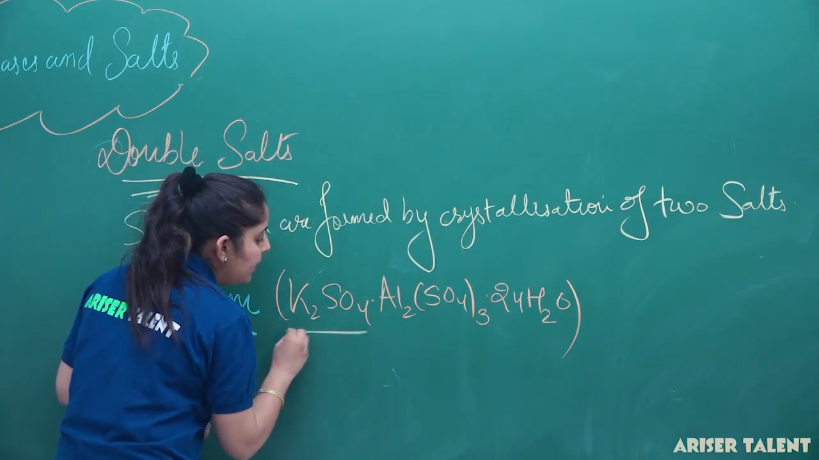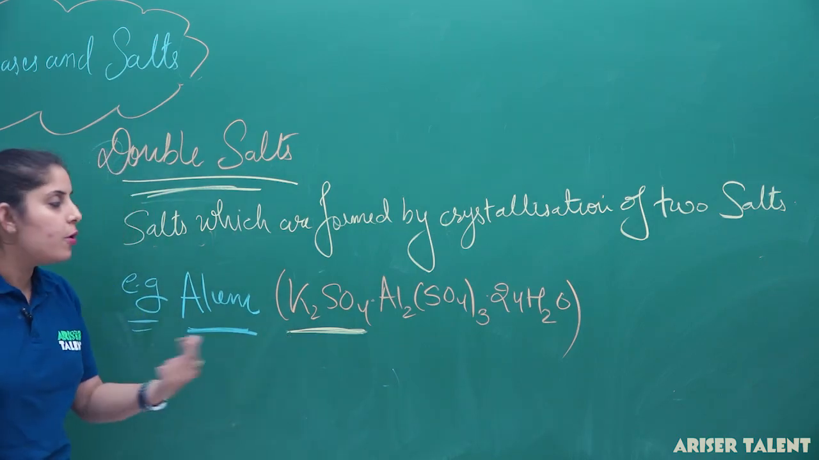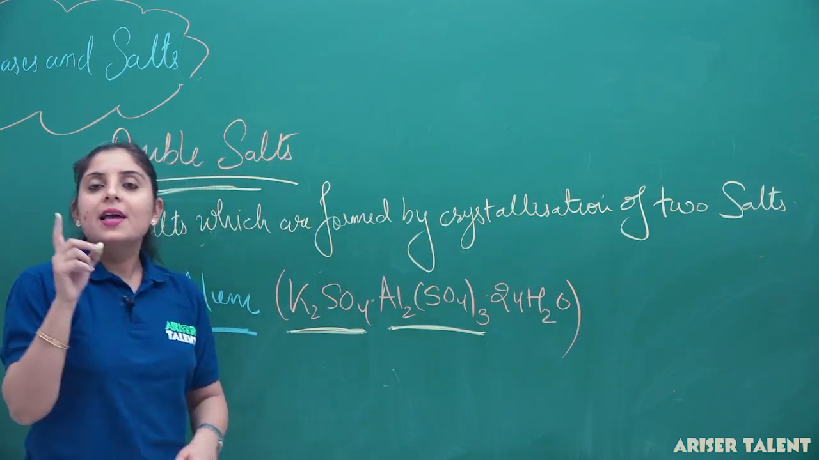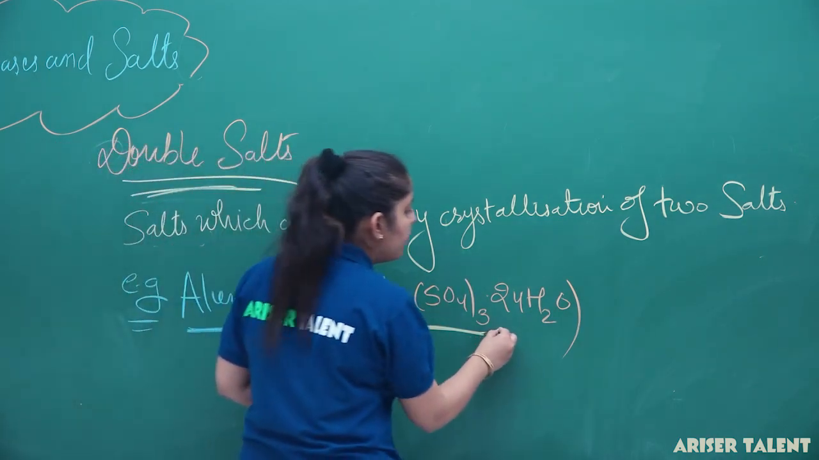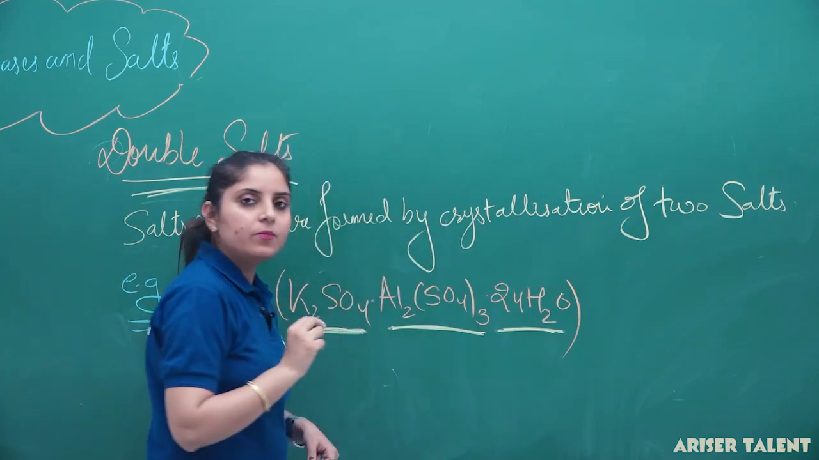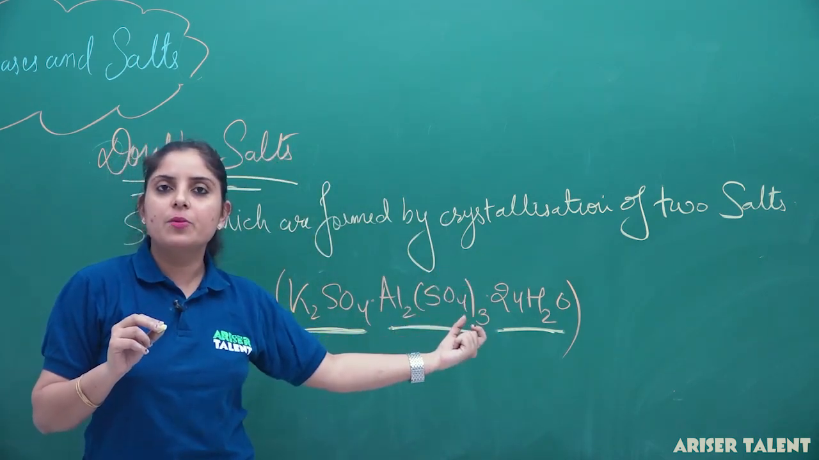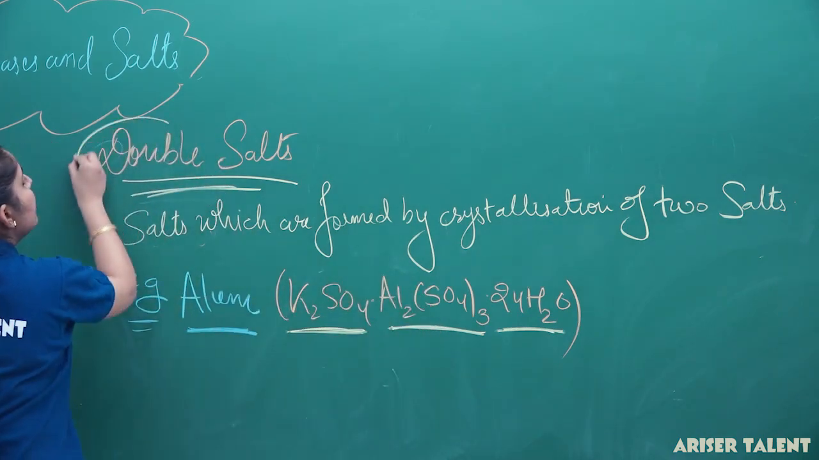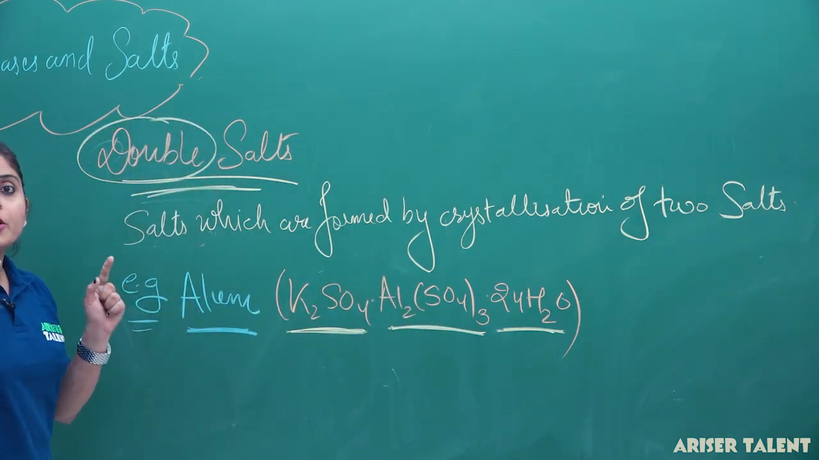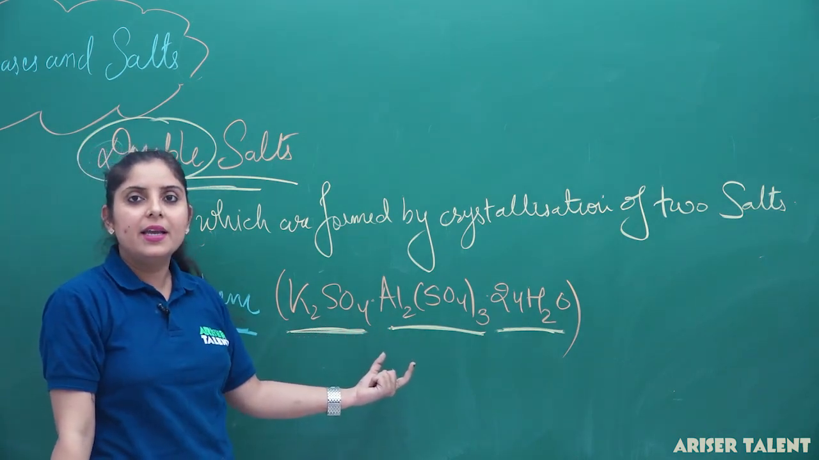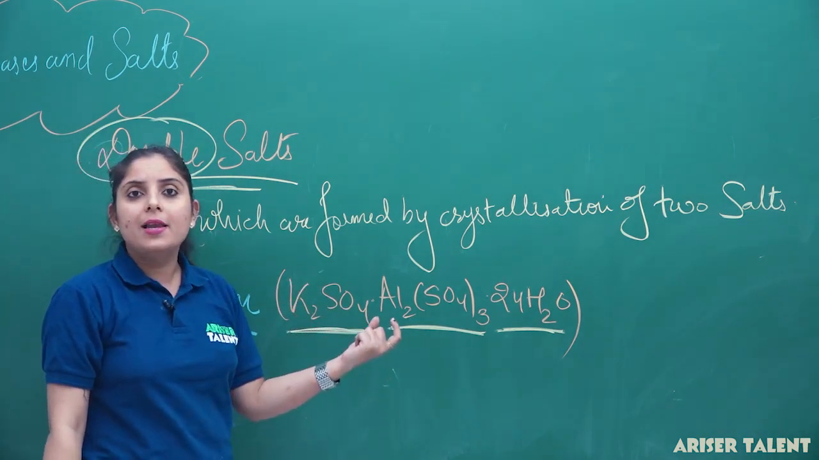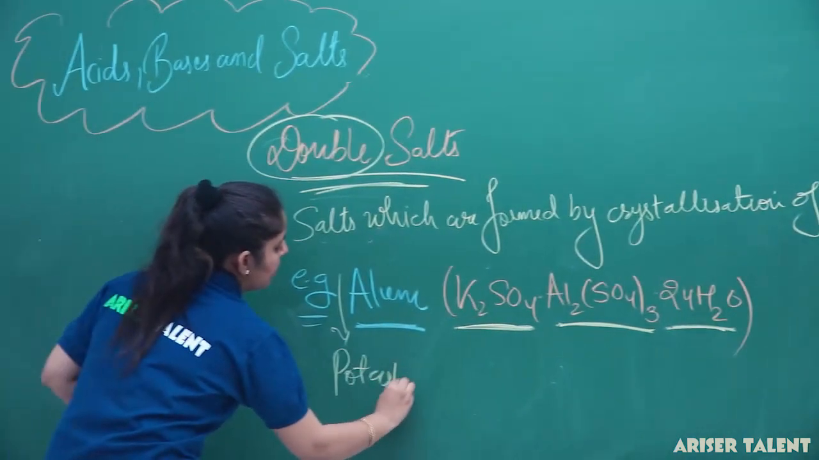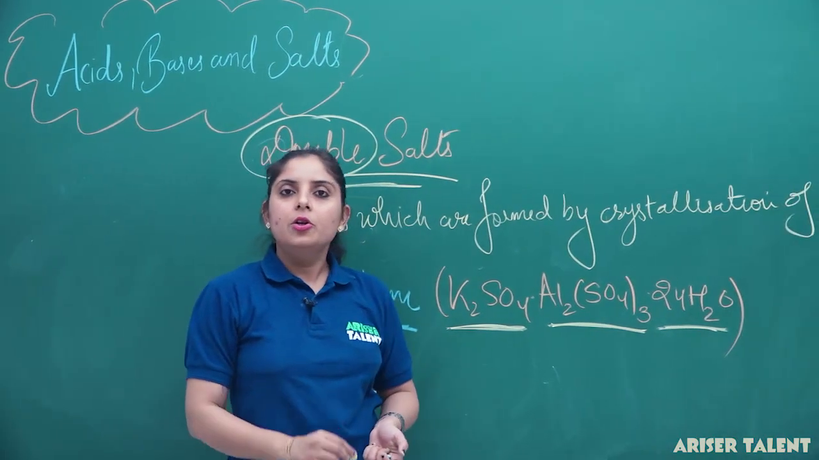Okay, so one salt is the potassium salt, that is K2SO4. Another salt is the aluminium salt, that is Al2(SO4)3, and along with it the water of crystallization present here, that is 24H2O. So this is an example of a double salt. Double means there are two types of salts present here, and this is the formula of alum, which you can also call potash alum.